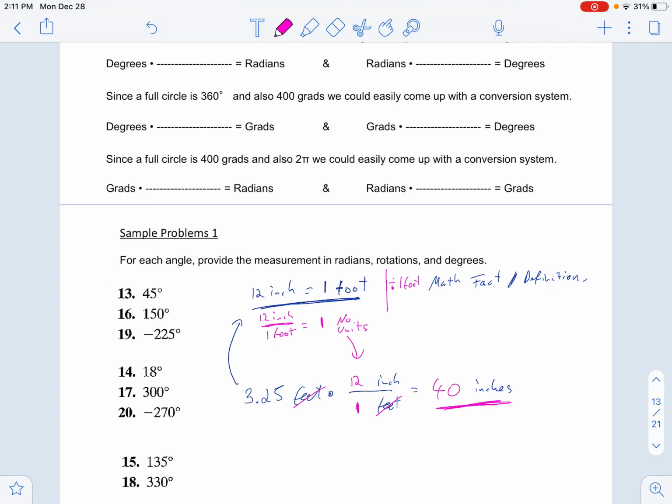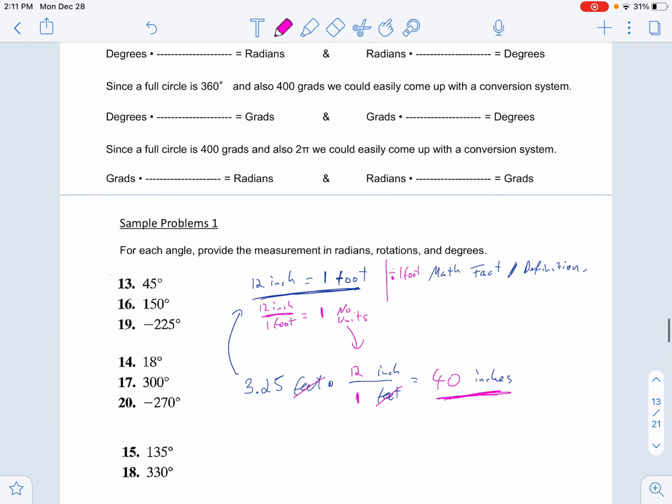Okay, so again, I'm not as focused on this answer. I'm focused on how did we really get there. So notice the trick is this is a very fancy 1 you're multiplying by. But where do you get that fancy 1? From a math fact, or from an equality statement, from a definition of the units.